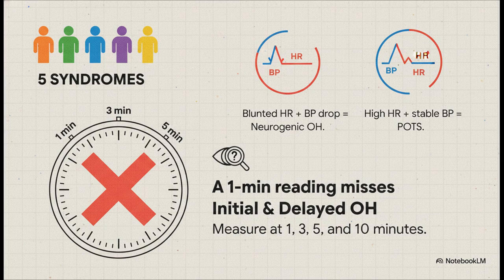Okay, here are the crucial points to take away from all this. First, there are 5 syndromes, right? And you tell them apart by the timing of the BP fall and the pattern of the heart rate response. Second, if that heart rate rise is blunted but there's a big BP drop, you're thinking neurogenic OH. If it's exaggerated with a stable BP, think POTS. And third, and this is probably the most practice-changing point, a single 1-minute reading is just not enough. You will absolutely miss both initial and delayed OH. You have to measure at 1, 3, 5, and 10 minutes.